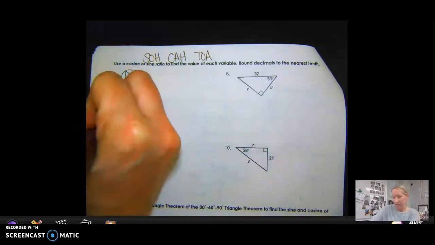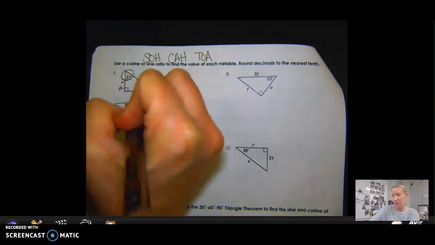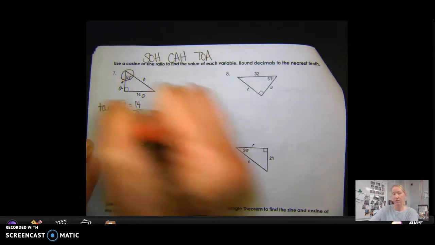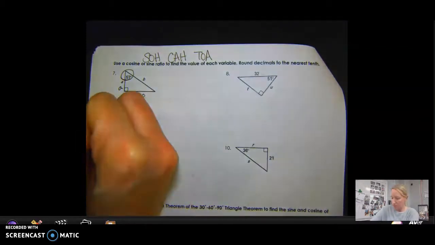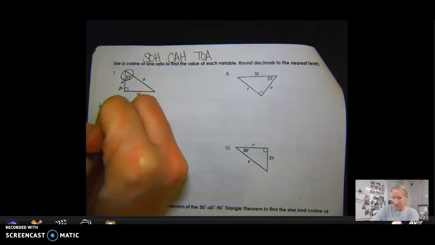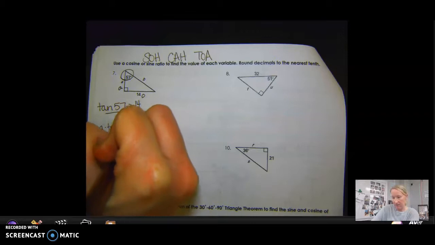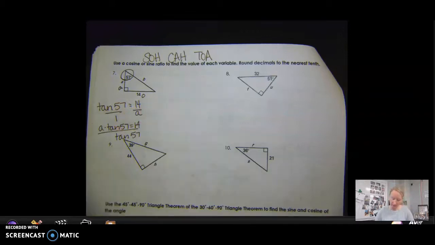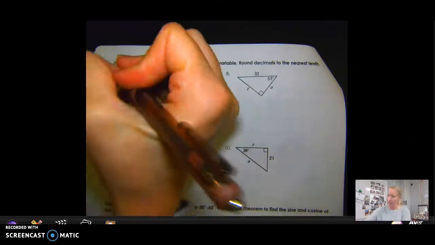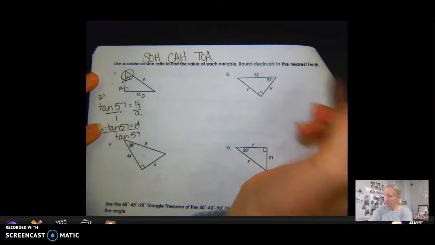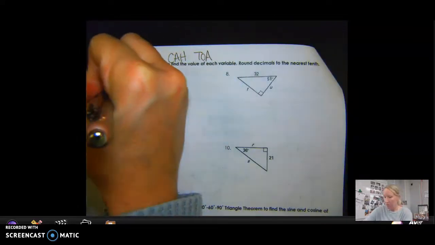So you're going to do tangent of 57. TOA says O over A. Put that over 1. So we're going to cross multiply. We get A times the tangent of 57 equals 14. Divide by the tangent of 57 on both sides. So 14 divided by the tangent of 57, and I get 9. So A equals, rounded to the nearest tenth, 9.1.